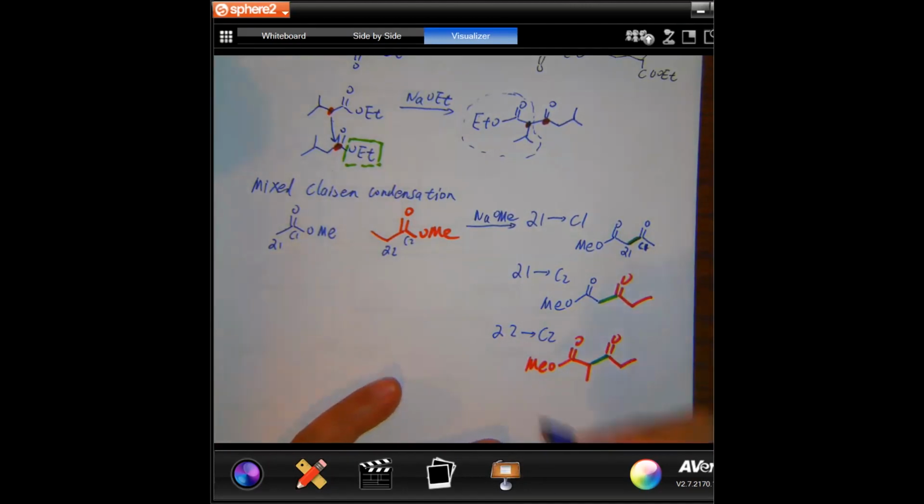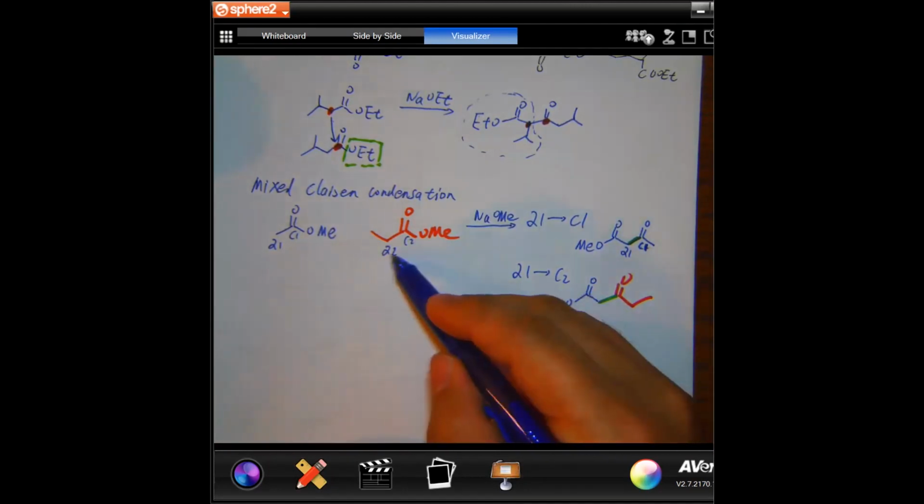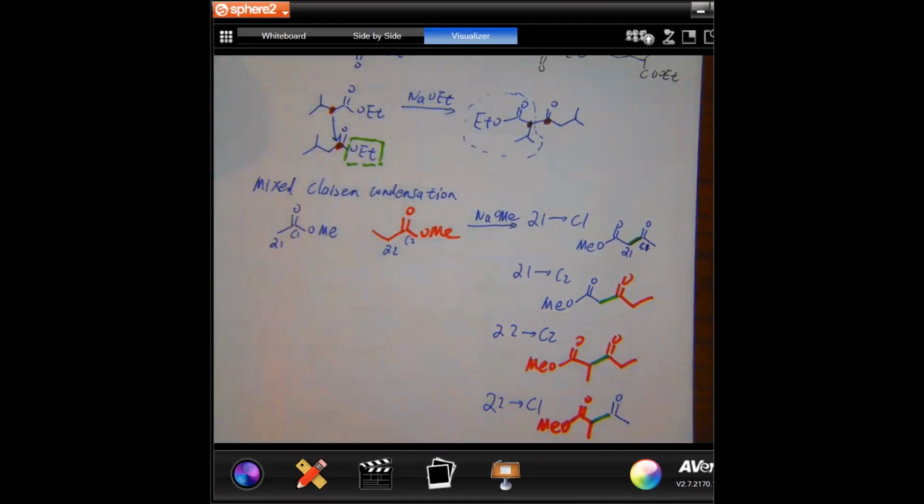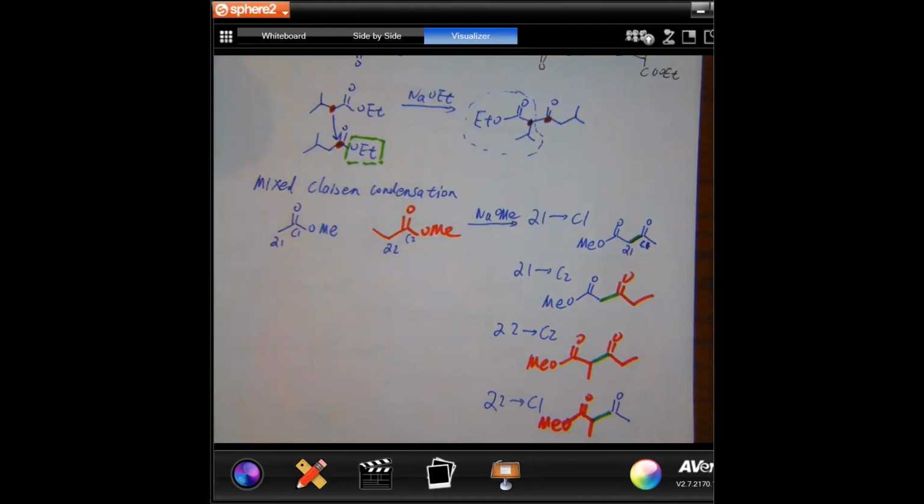And then the last one is alpha carbon 2 attacking carbonyl 1. So this is the new bond position. This time, because it's C1, it uses a different carbonyl. That's how you do the mixed Claisen condensation product. We'll do some practice on Thursday.